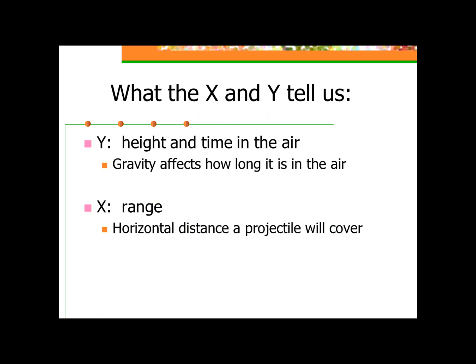So X and Y tell us, well, the Y tells us how high it goes. It also tells us the time in the air. The longer it's in the air, the higher it goes. Or you could also say that the higher it goes, the longer it's in the air. Gravity is what affects how long it's in the air. That initial velocity in the vertical plus gravity tell you how long it'll be. The horizontal does not tell you how long it's going to be in the air.